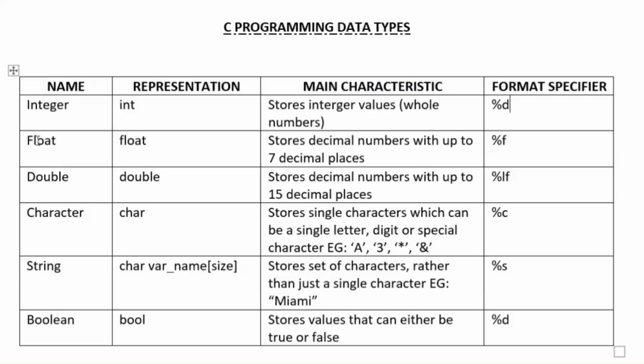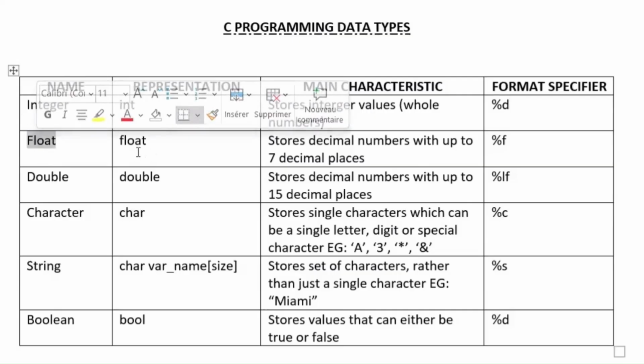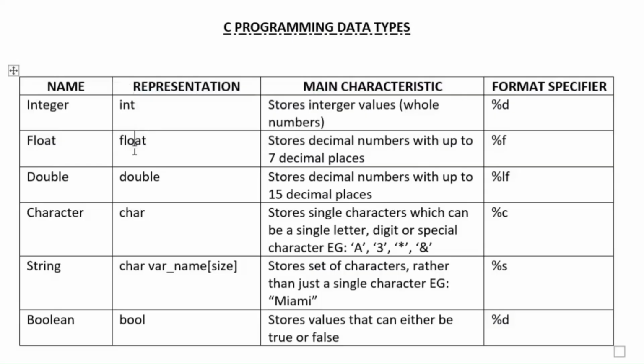After integer, we have the float, and it is represented by writing float, but this time with a small f. And note that all the different representations that I have given are supposed to be in lowercase characters. Now, the main characteristic for the float data type is that it stores decimal numbers with up to 7 decimal places, and its format specifier is %f, as you can see. As I said, we will better understand the use of format specifiers when we actually create the variables in a few moments.